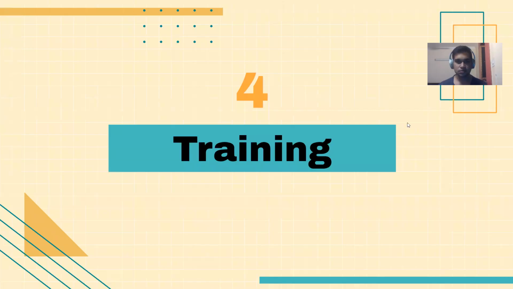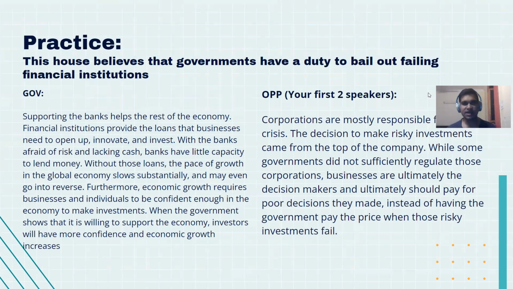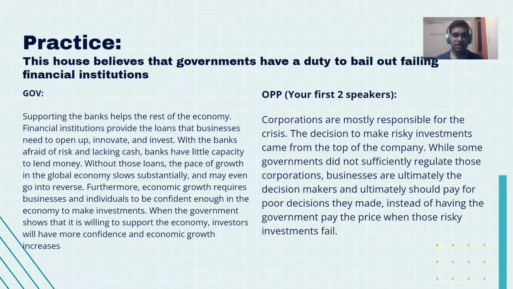So the second one is this. This house believes that governments have a duty to bail out failing financial institutions. You are opposition. Side government argues that supporting the banks helps the rest of the economy. Financial institutions provide the loans that businesses need to open up, innovate, and invest. With banks afraid of risks and lacking cash, they have little capacity to lend money. Without those loans, the pace of growth of the global economy slows substantially and may even go into reverse. Furthermore, economic growth requires businesses and individuals to be confident enough in the economy to make investments. When the government shows that it's willing to support the economy, investors will have more confidence and economic growth increases.